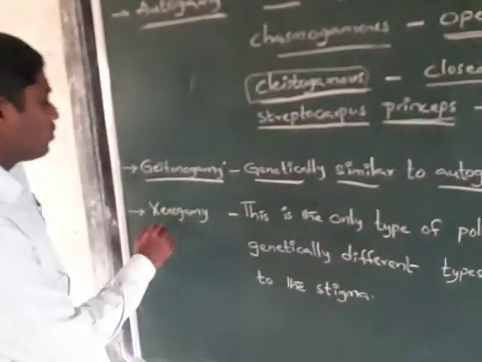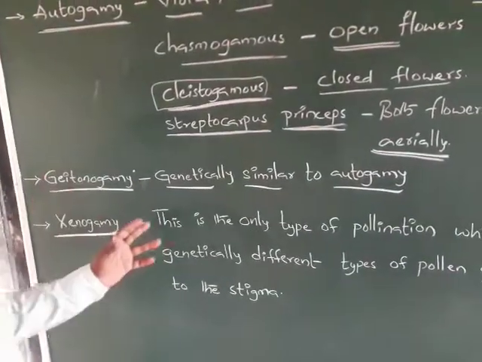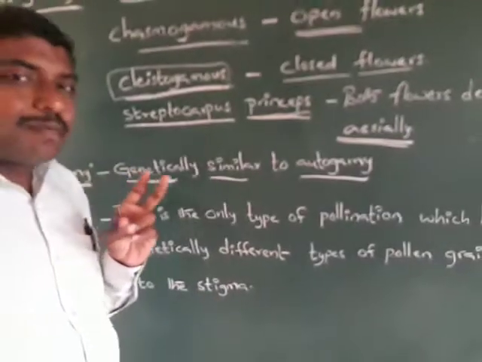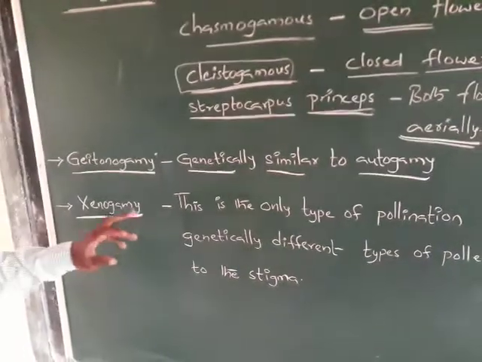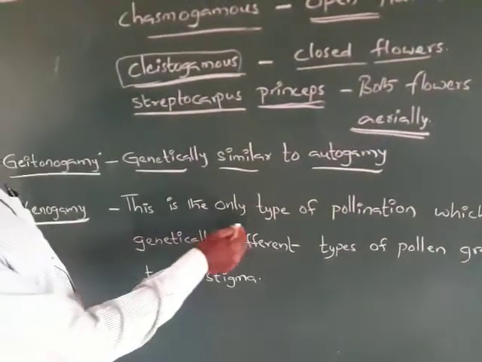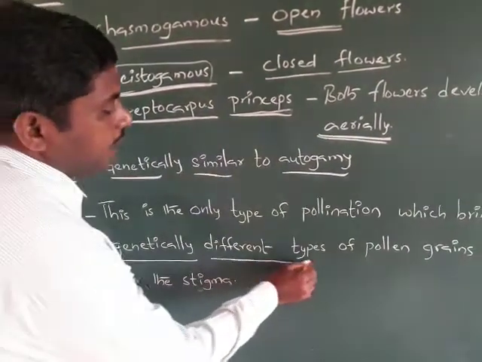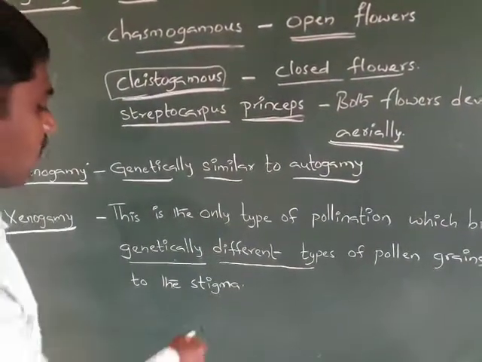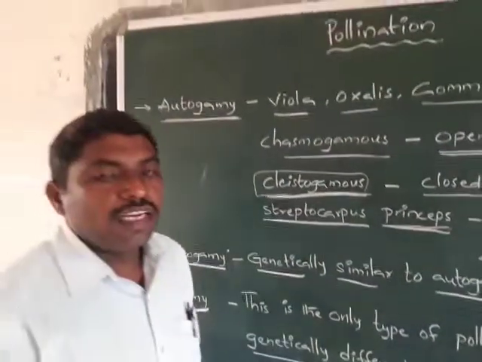Next, xenogamy. It is the transfer of the pollen grains from the flower of one plant to the stigma of another plant. That pollination is called xenogamy. This is the only type of pollination which brings genetically different pollen grains to the stigma. This is about pollination.